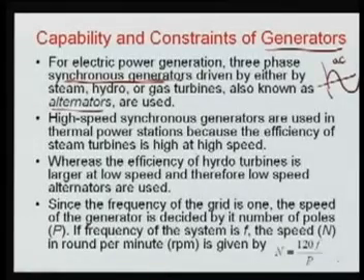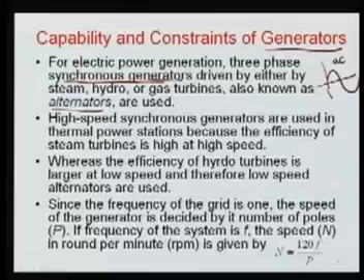There are different types of synchronous alternators. One is cylindrical, another is the salient type. In the cylindrical, normally the number of poles is limited. However, in the salient, the poles are more and the poles are salient in nature.